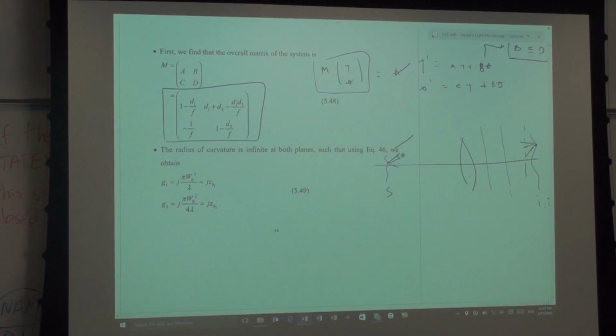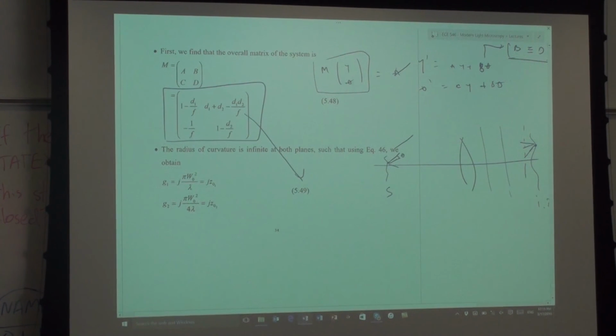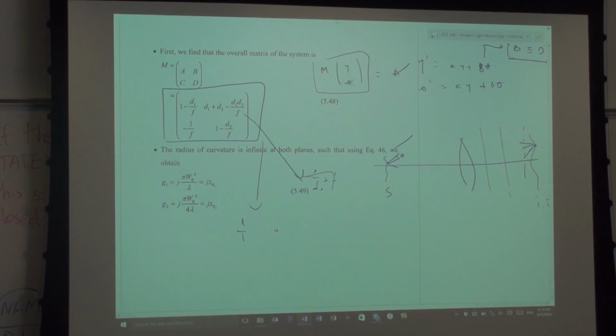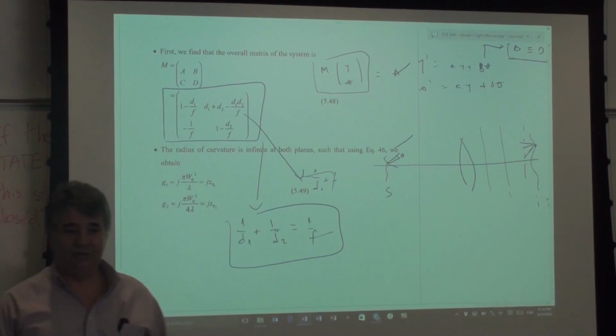So if I go in my little element B, what I get out is, if I divide by D1, D2, I get 1 over D1 plus 1 over D2. Let me make it big, it's important. 1 over D1 plus 1 over D2 equals 1 over F. This is the imaging condition for a lens, or the lens formula.